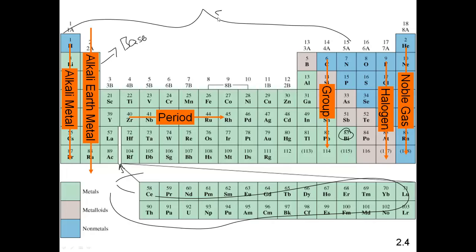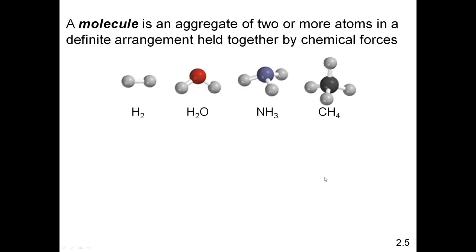We have the serfs living most of the periodic table, and then here are the kings and queens, nobility. A molecule is an aggregate of 2 or more atoms in a definite arrangement held together by chemical forces. So if we have more than one atom, we have a molecule. All right, a couple of differences between these.